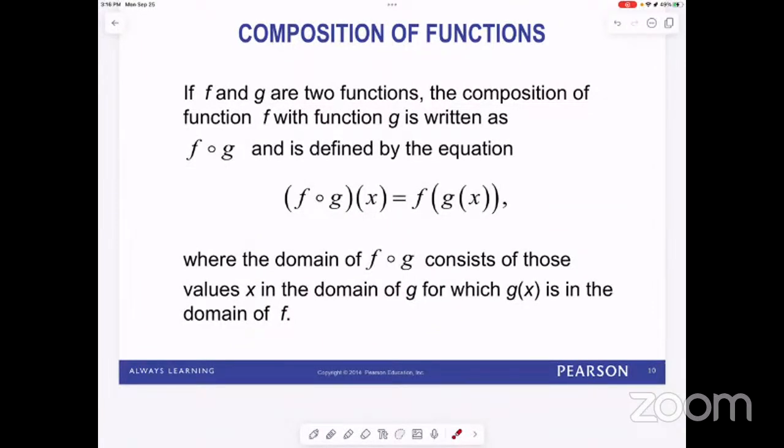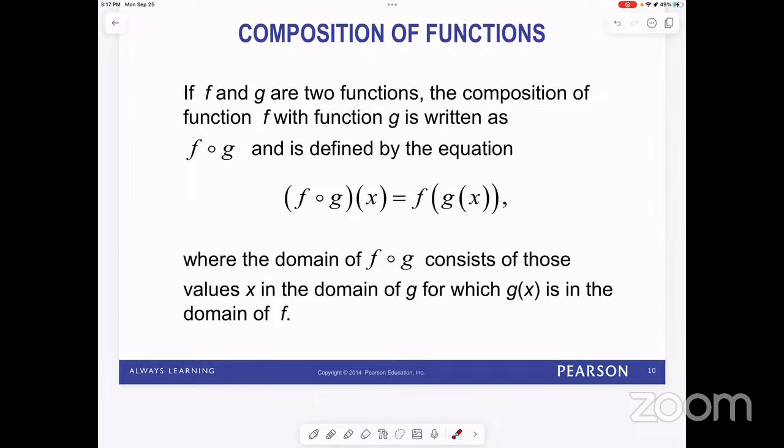A common error that students tend to make when they see this symbol is to multiply. This is not multiplication, nor is this multiplication either. None of this is multiplication. What it means again is the second function inside the first function. We have an example where we'll talk more about the domain of a composite function in just a moment.